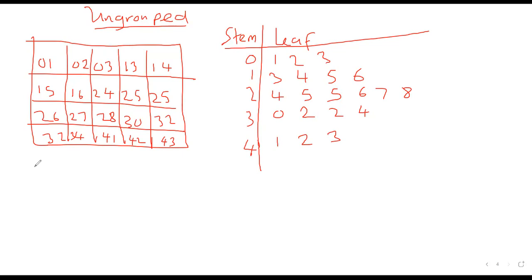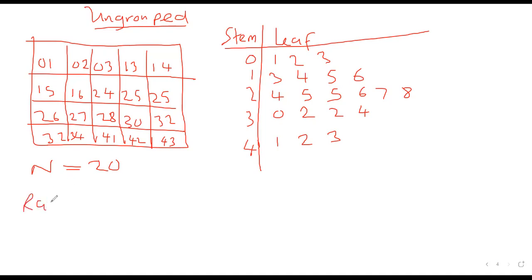So our n there is 20. If you count all of them, they're 20. So we're going to look at parameters, starting with the range. The range is the highest number minus the smallest number.